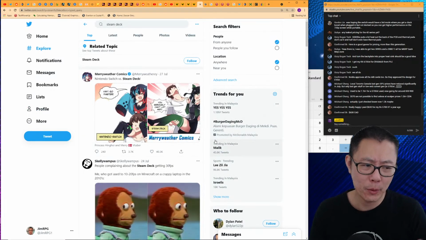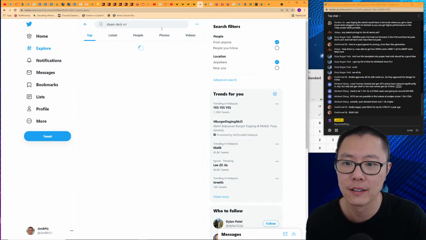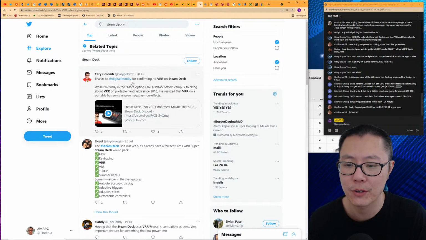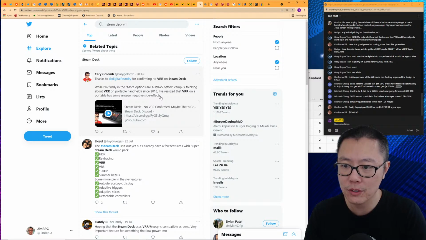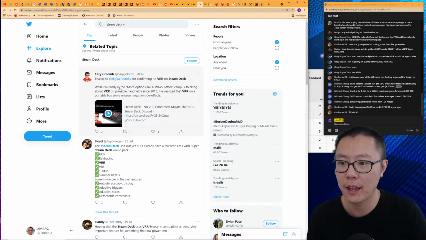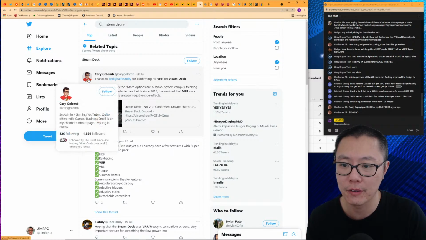Yeah, there was a couple of things like variable refresh rate. Somebody was talking about variable refresh rate. Thanks to Digital Foundry for confirming no variable refresh rate on Steam Deck. While I'm firmly in the more options are always better camp and thinking about variable refresh rate on portable handhelds since 2018, I've realized that VRR on a portable has some unseen negative side effects. I would say go and check that video out. I didn't know his name was Carrie Golem. Okay, well there you go. Go check Carrie's. But this is the Fox, or at least it has his icon for the Fox.